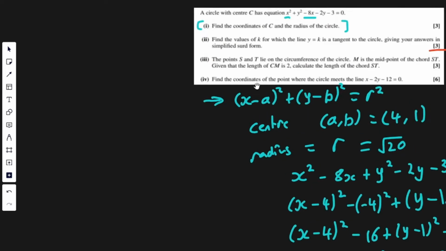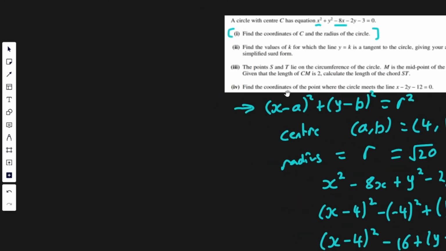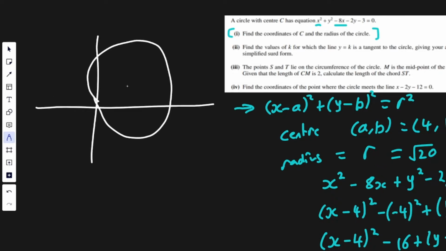Okay, the next part, part 3. The points S and T lie on the circumference of the circle. So let's just draw out our circle. It was something like this. We've got a central point like this. We then got 2 points S and T. It doesn't matter where we label them. Maybe we label them here and here.